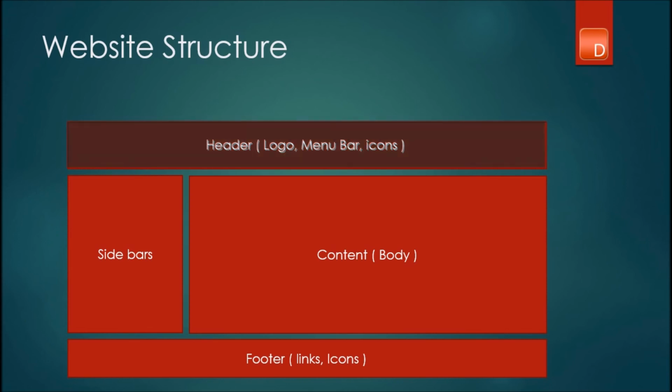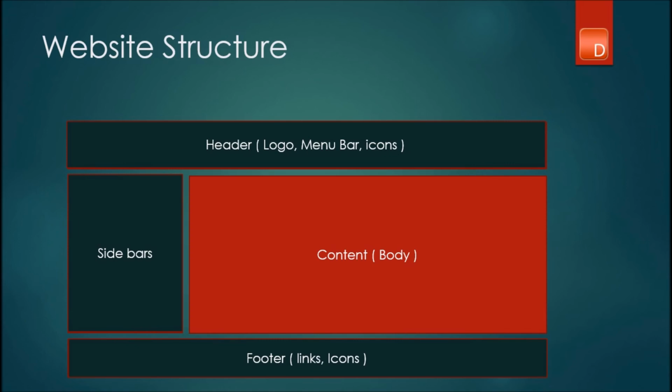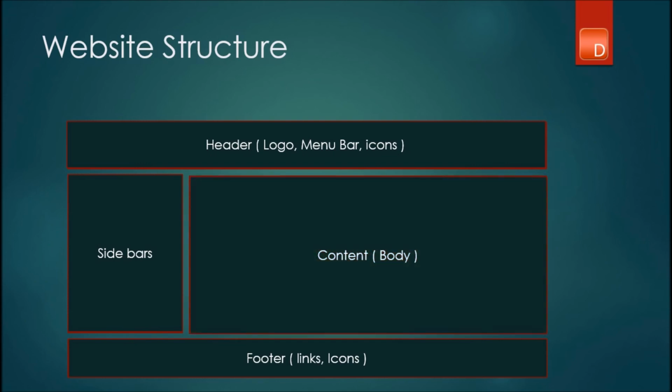The header section, for example, contains your logo, your menu bar. The sidebars and the footer might contain miscellaneous information, additional information, miscellaneous links, social icons. And the most important part would be the content. The content would contain page-specific information that you want to give to your customers.